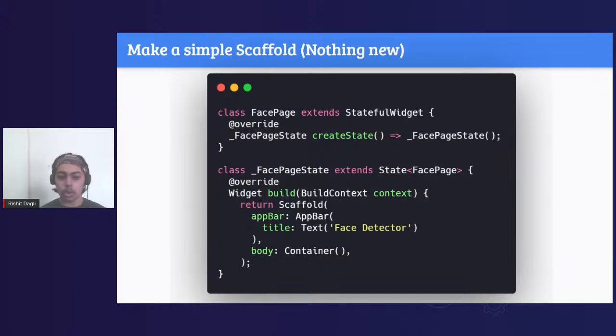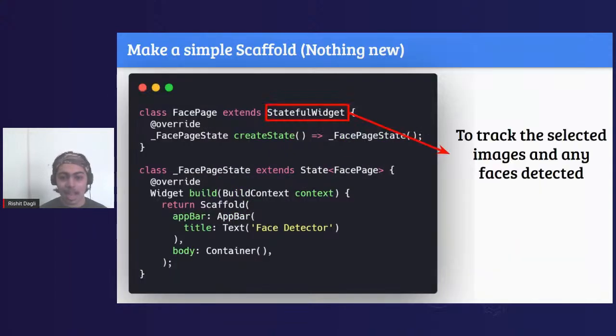But what I do want you to see over here is I have a stateful widget. So why do I have a stateful widget over here? Because I want to track my selected faces in the images. So what I should use is a stateful widget over here. So just making a scaffold with a stateful widget.